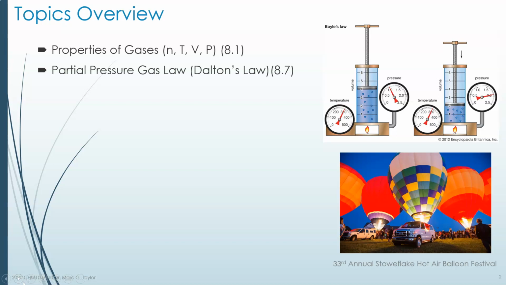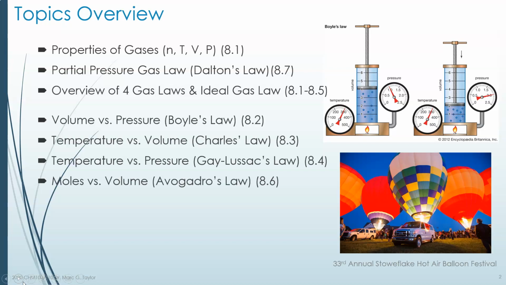We'll talk about the partial pressure gas law. This was devised by John Dalton, the same person who came up with the atomic theory. And then we'll discuss some of the gas laws for Chem 100 and all four of the gas laws for Chem 110. And these four can be combined into a single law called the ideal gas law.